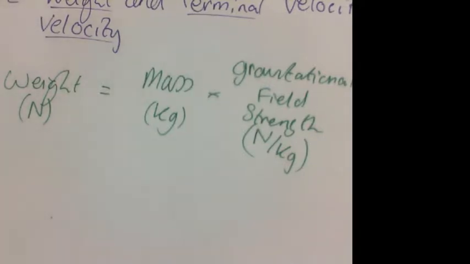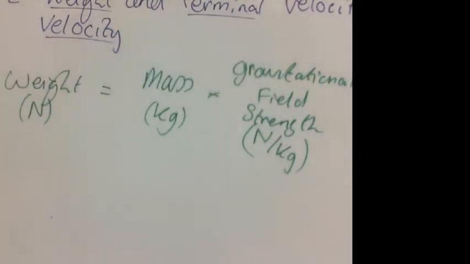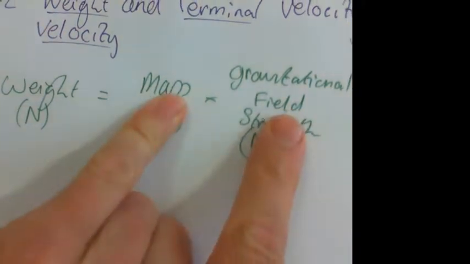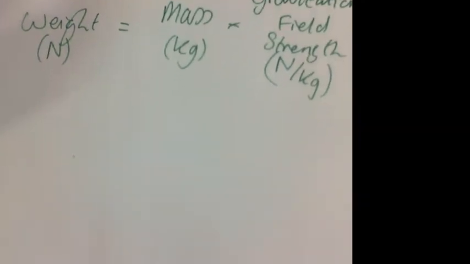Okay, so that's the force that's pulling us downwards. Not the mass that's pulling us downwards, not gravity that's pulling us downwards, it's weight that's pulling us downwards. That's the force, and it's the combination of mass and gravitational field strength. So let's have a look at what happens when you fall.